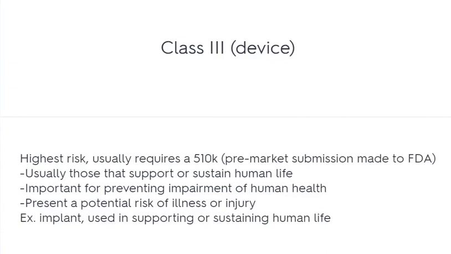Class III. Highest risk, usually requires a PMA. Usually those that support or sustain human life, are important for preventing impairment of human health, or present a potential risk of illness or injury. Example: an implant used in supporting or sustaining human life.